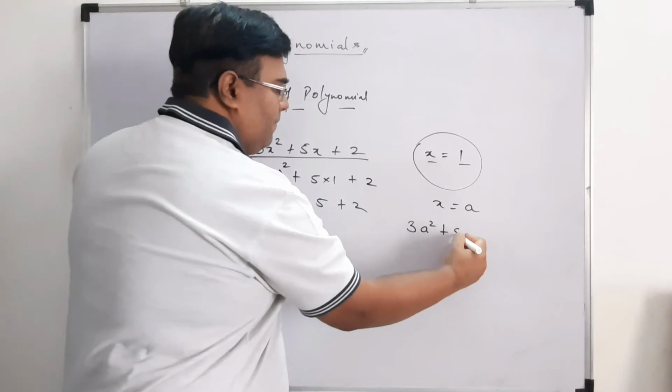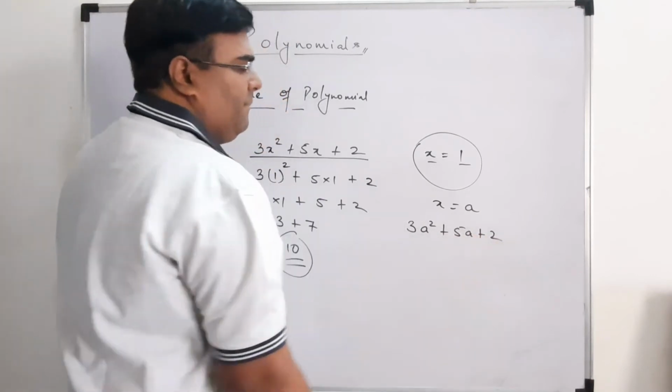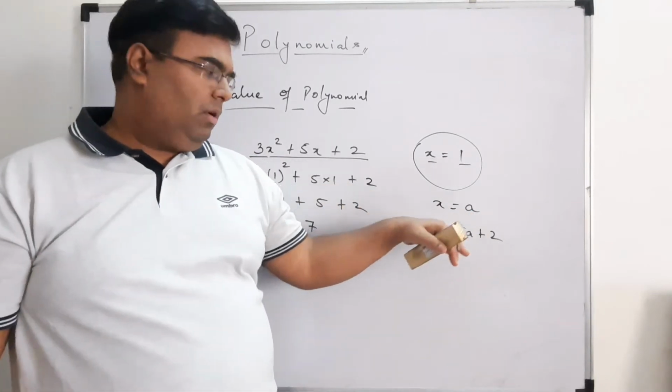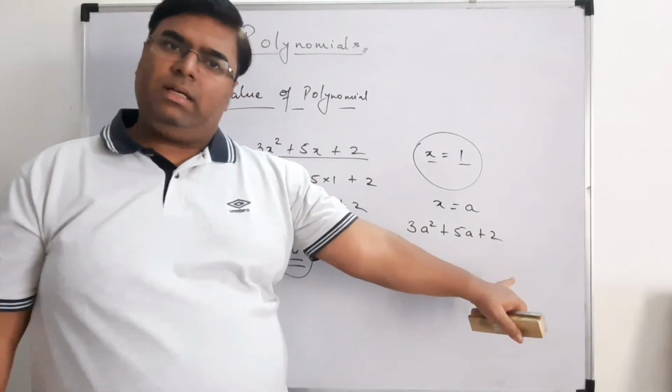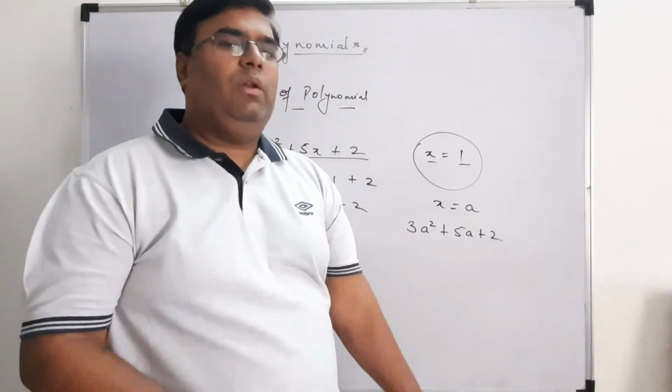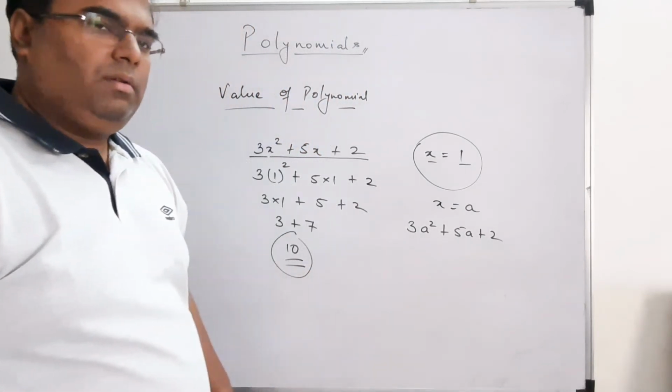3a square, we have just replaced our x by a. This is the value, right? We don't need to solve it further. This is my value of the polynomial, right?